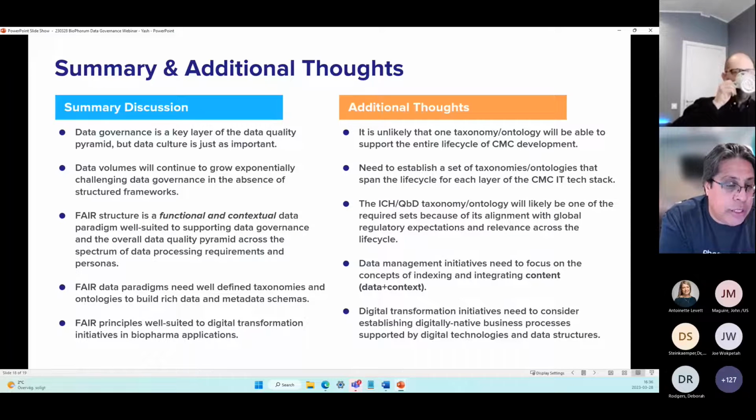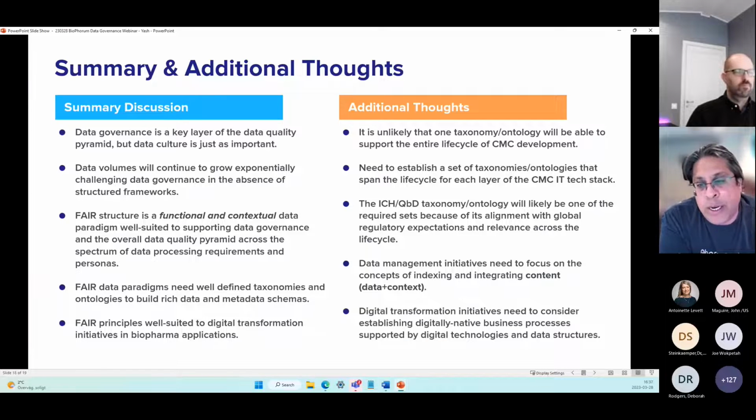And the FAIR structure is an interesting functional and contextual data paradigm, which is really well suited to supporting more effective data governance and just the overall data quality pyramid across the spectrum of the data processing requirements and personas. But ultimately, FAIR data paradigms need well-defined taxonomies and ontologies to build these rich data and metadata schemas. And so you're going to have to spend some time in your organization thinking about how best to do that. But that does have to be a conversation with the broader roles that are going to be involved within your CMC organization. And finally, FAIR principles are well suited to digital transformation initiatives in biopharma applications.